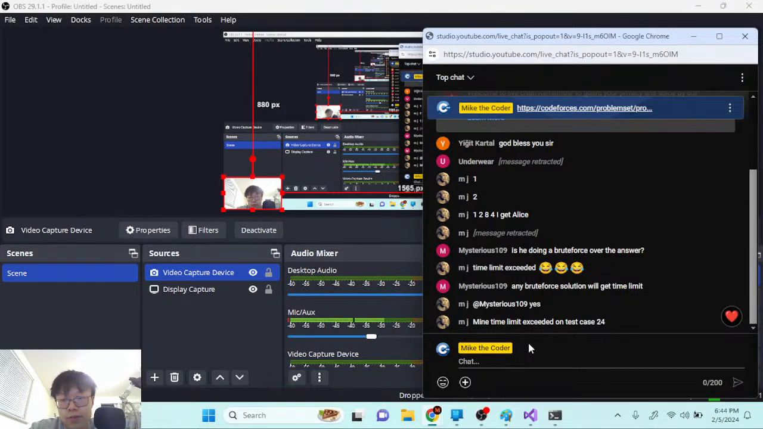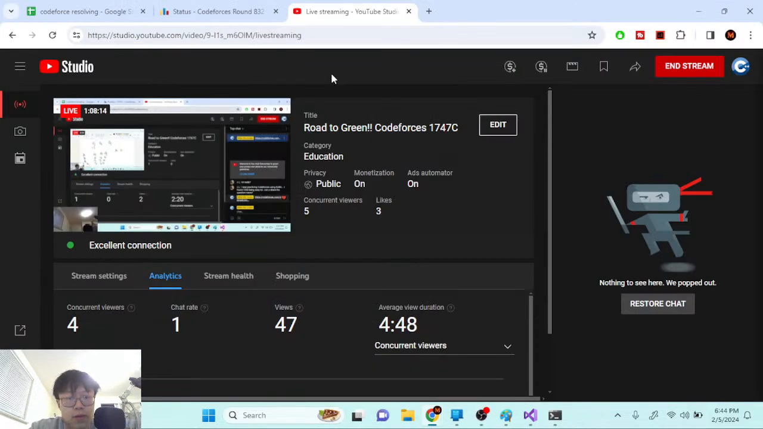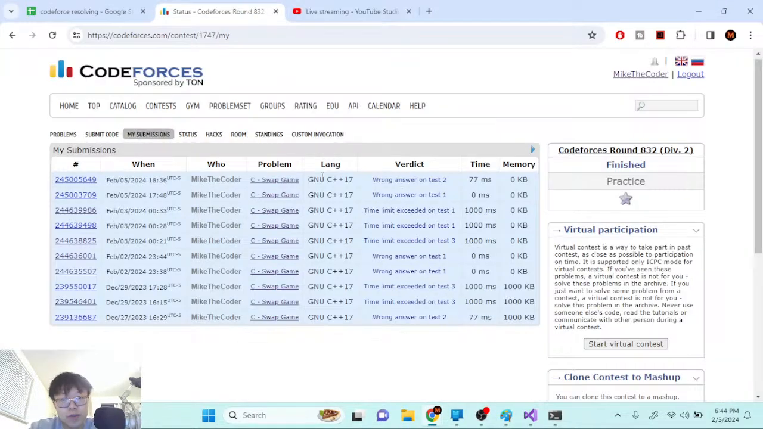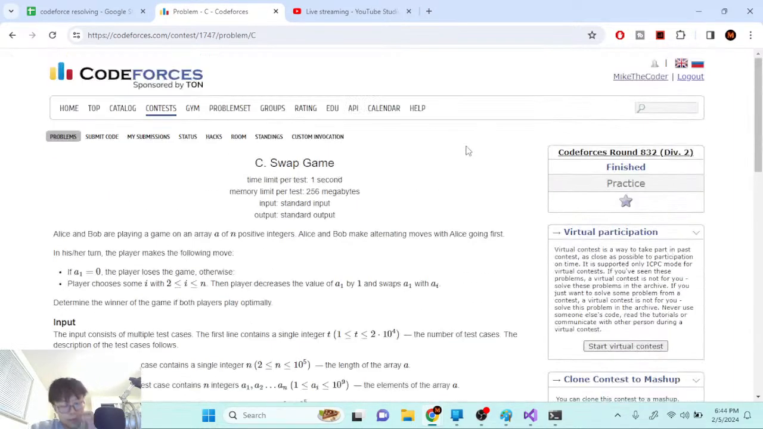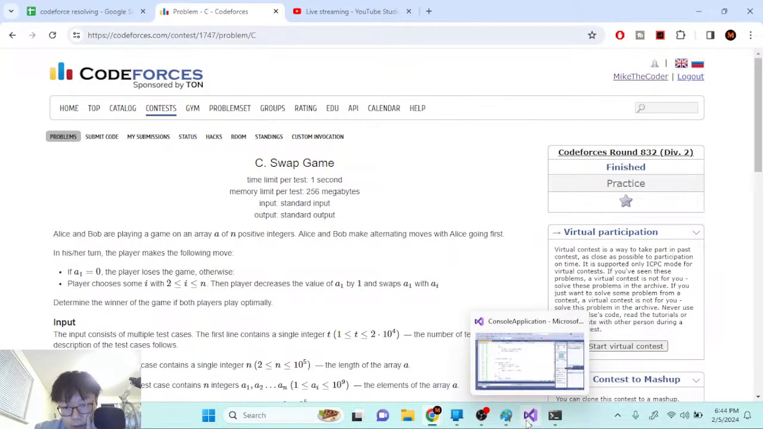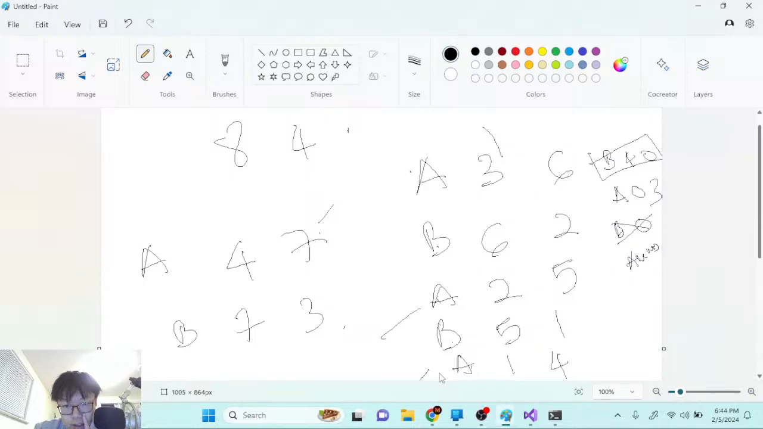No, I'm not doing brute force. Brute force would get TLE. What I'm doing is trying to figure out a math equation to do this really fast so I don't have to subtract one every time. I'm not going to do -1, -1, -1 all the time. That's the reason why you get TLE.